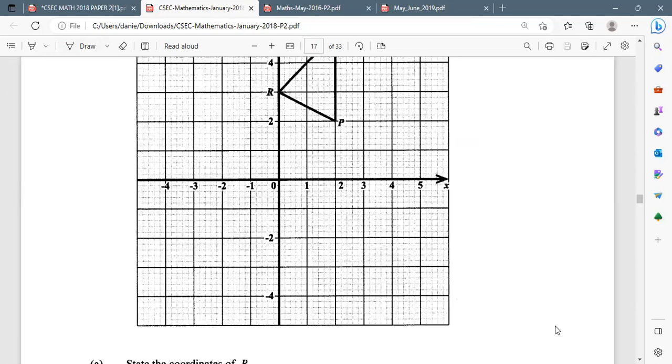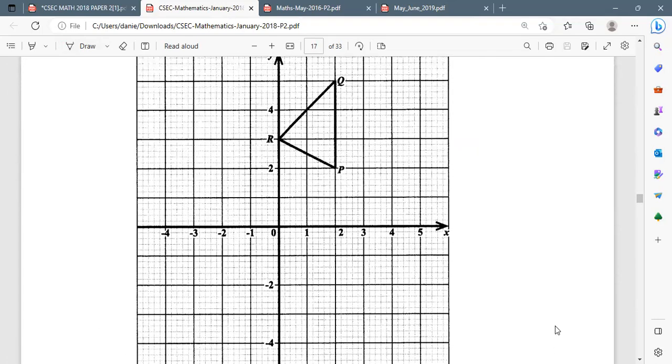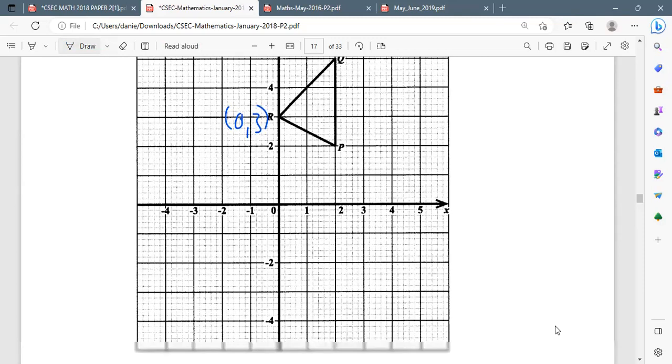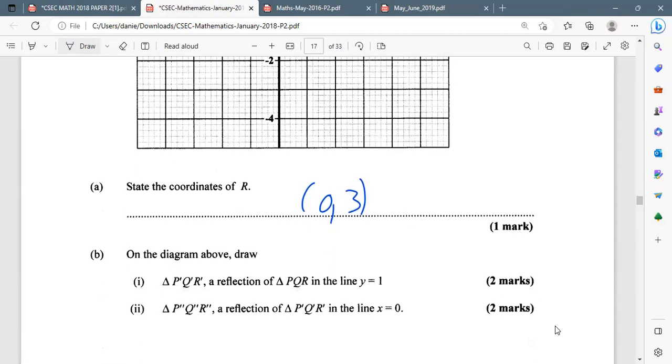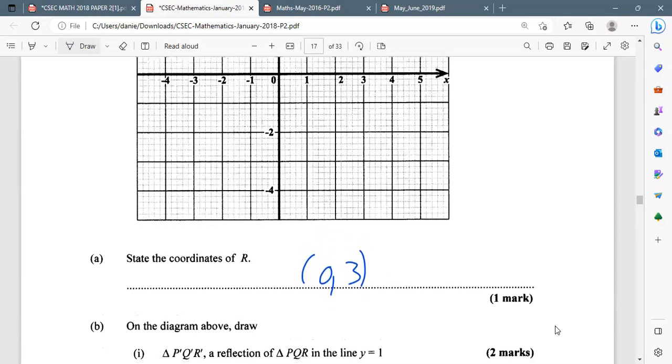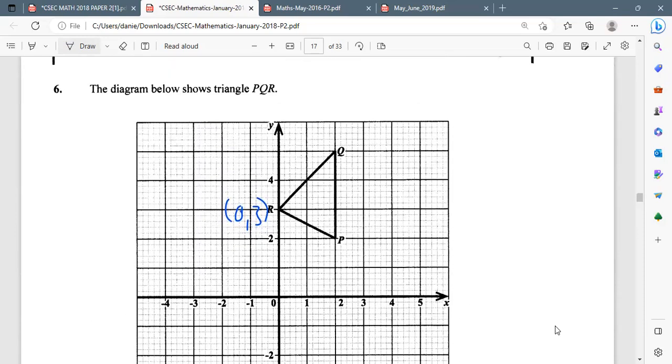So the first thing I want us to do is say the coordinates of R. So R is this point here. So R on the x is 0 and on the y is 3. Okay, so this is 0, 3. Okay, so that P is a reflection of PQR in the line y is equal to 1. So let's find the line y is equal to 1. So the line y is equal to 1 is a line that cuts the y-axis at 1. So this is the y-axis and this is 1 here. So it cuts the y-axis at 1. So this will be the line right here.